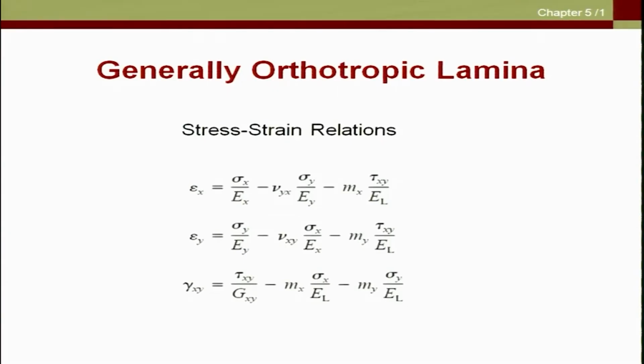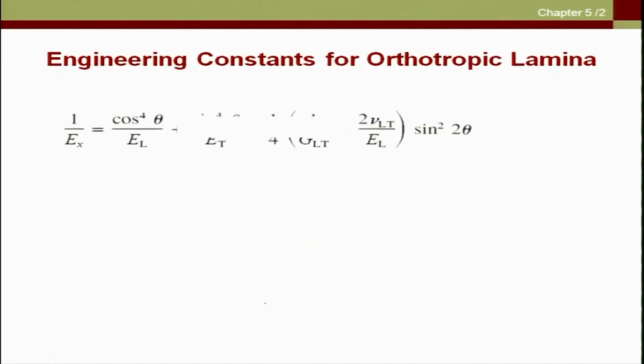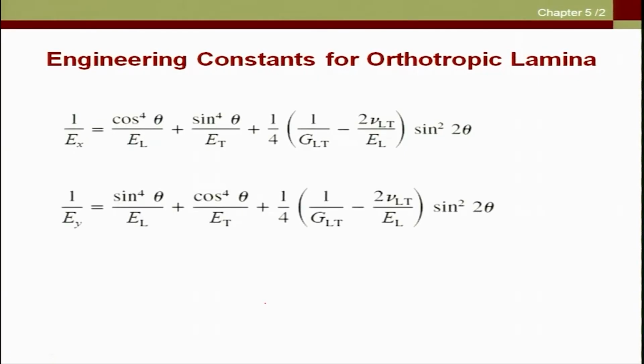So, specifically we had developed relations for Ex, Ey, nu xy, nu yx, Mx, My and Gxy, and these 7 relations are shown here. So, these are the 2 relations for Ex and Ey. So, here if we know all the parameters on the right side of the equation, specifically EL, ET, GLT, nu LT and the value of theta, we can compute Ex and Ey. These are relations we had developed.